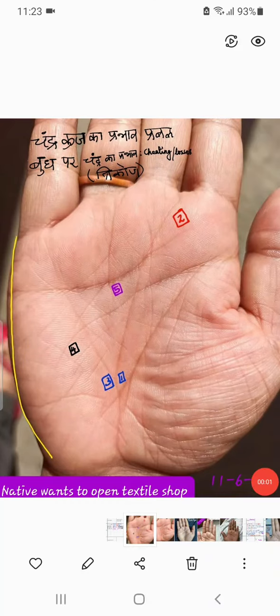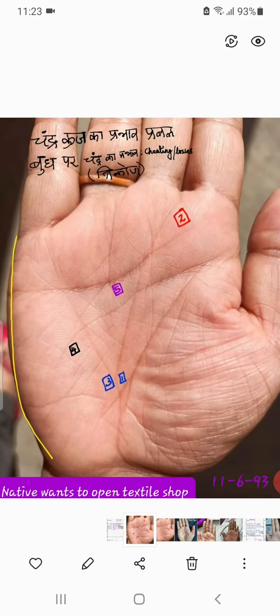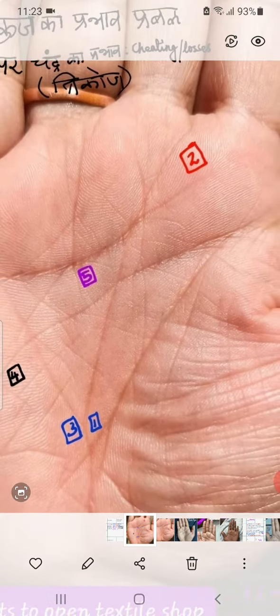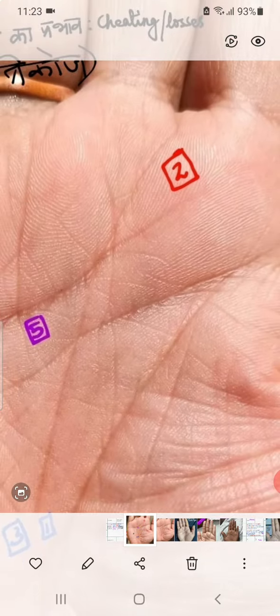Namaskar. In this palm, we are going to discuss the effect of the moon and the importance of the moon, or how it is changing or affecting particular results, how it is modifying the results, etc. We will see here. In this palm, I have marked one, two, three, four, like that. These are actually explained in my book.